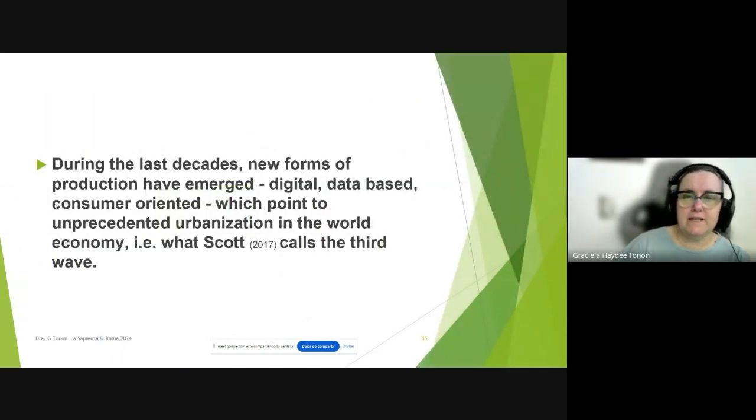During the last decades, new forms of production have emerged: digital, database, consumer-oriented, which point to unprecedented urbanization in the world economy. This is what Scott calls the third wave.